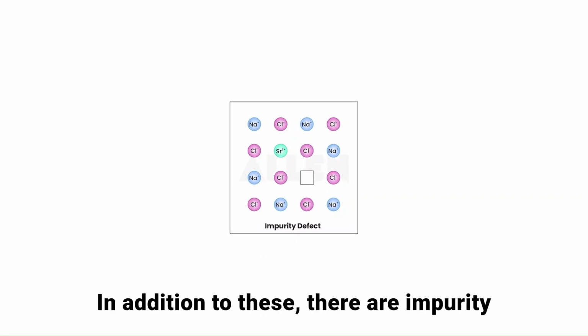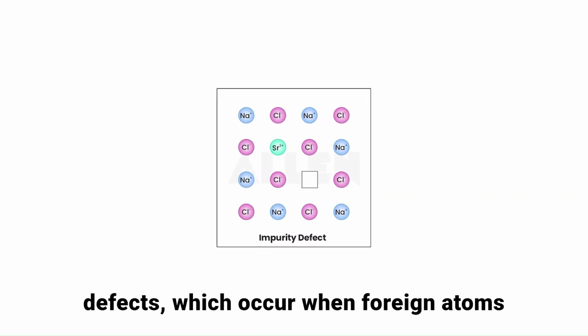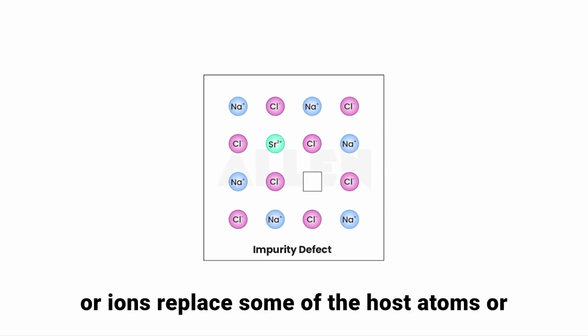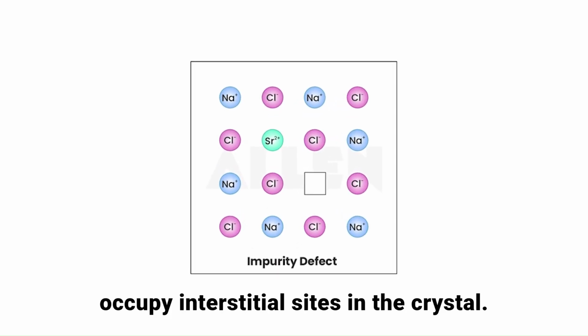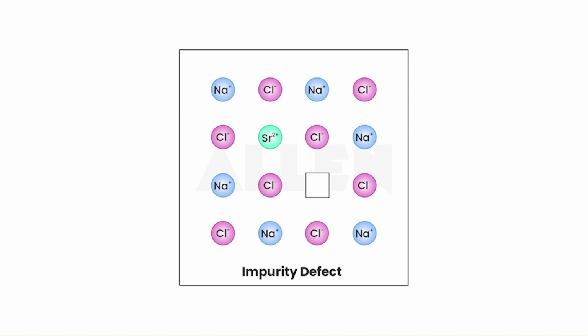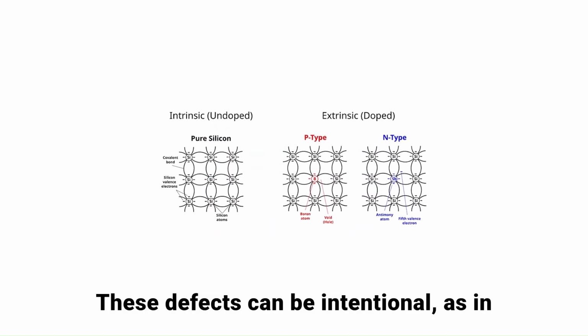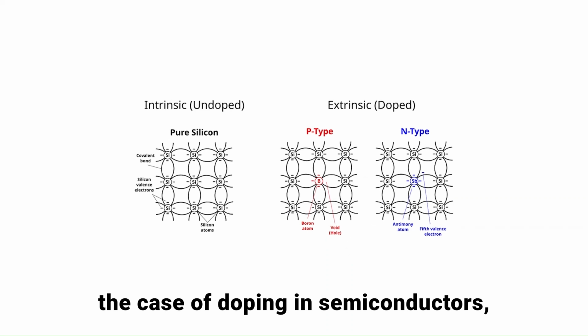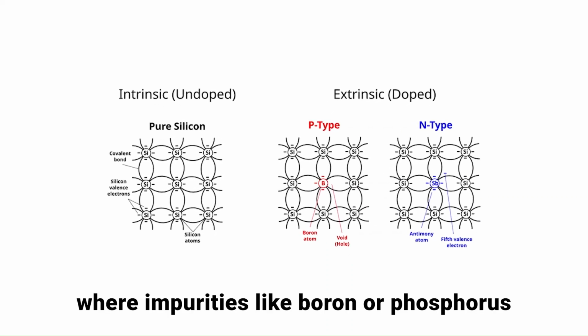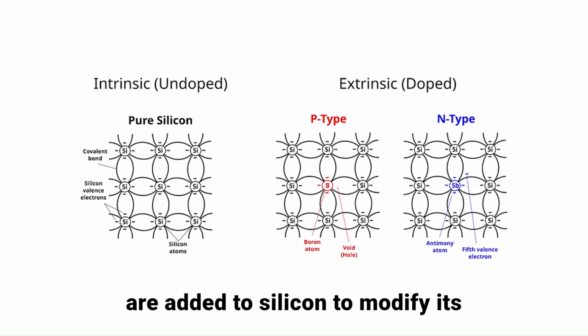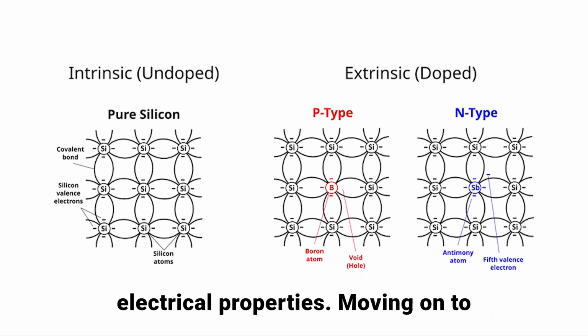In addition to these, there are impurity defects, which occur when foreign atoms or ions replace some of the host atoms or occupy interstitial sites in the crystal. These defects can be intentional, as in the case of doping in semiconductors, where impurities like boron or phosphorus are added to silicon to modify its electrical properties.